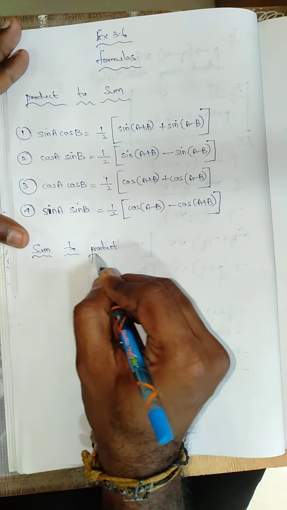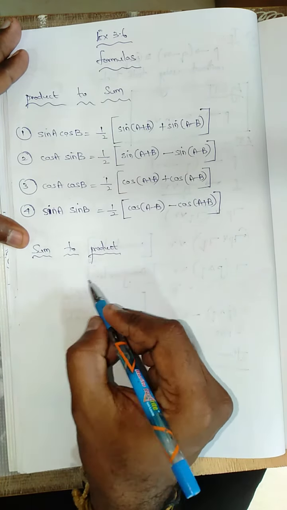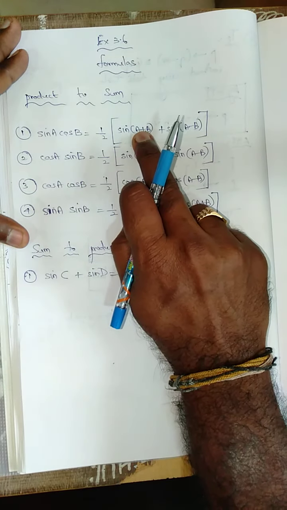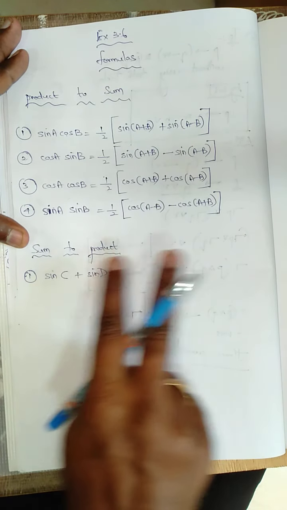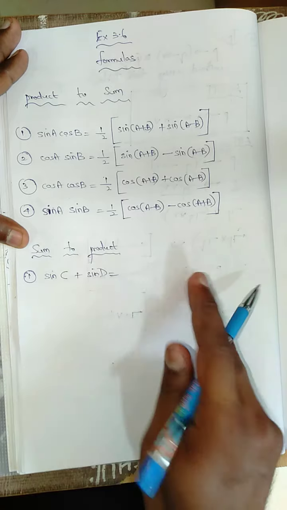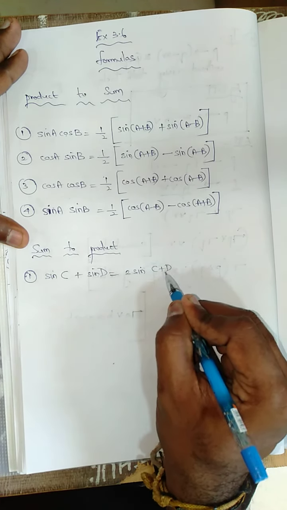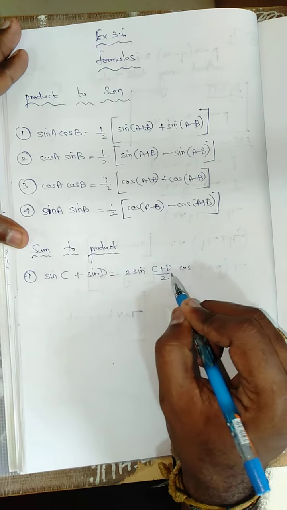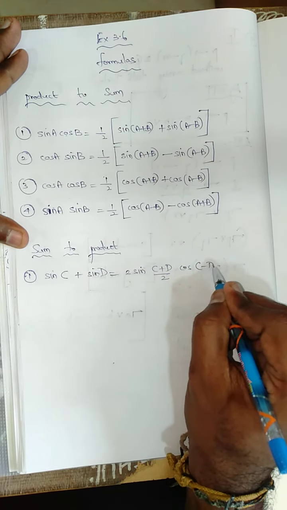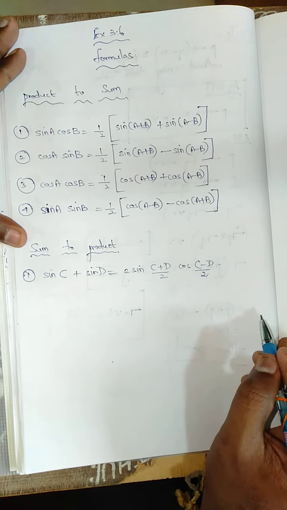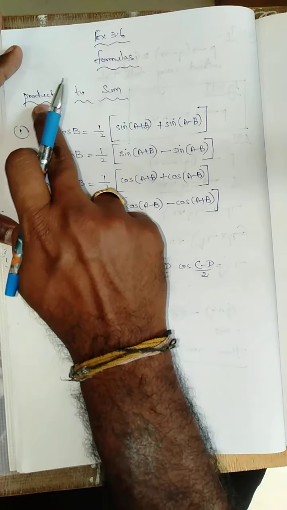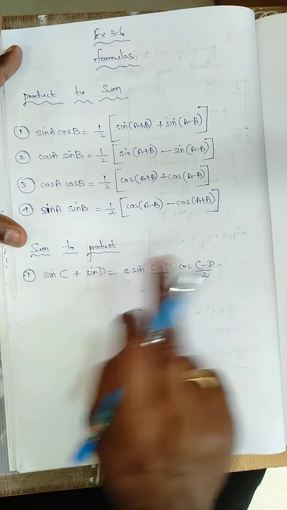Sum to product. The first formula is sin C plus sin D. See this addition. Sin C plus sin D is nothing but 2 sin C plus D by 2 into cos C minus D by 2. This is the first formula. The earlier set was product to sum, and this is sum to product.